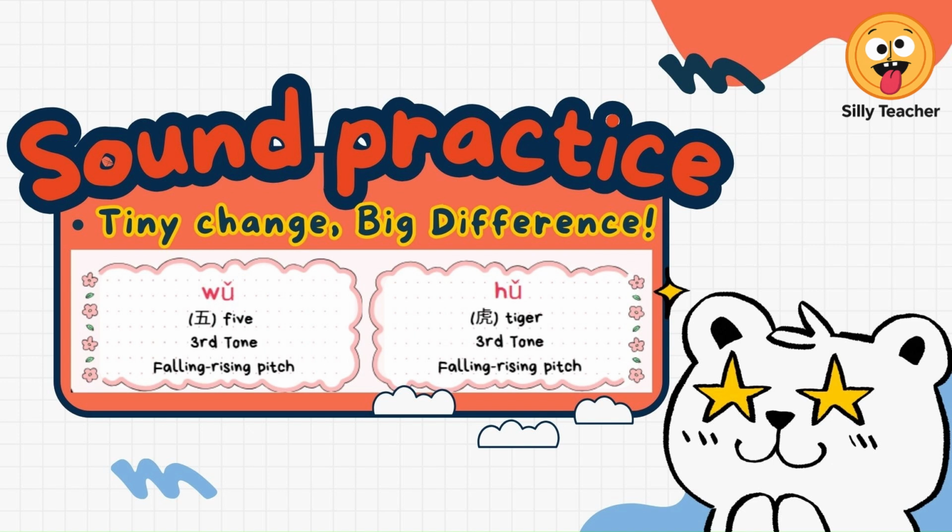All right? Let's look at another example. Five and tiger. Five is wu. Tiger is hu. Same tone here, right? So it makes it easier, but the sound is different. One starts with a W, the other one starts with an H. For some of you, it may be easy. For some, you might be struggling. Okay? So just focus on the sound that you're trying to say. W-U, wu. H-U, hu. Okay?